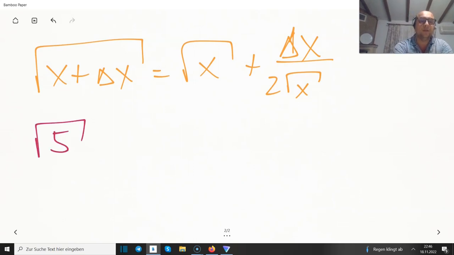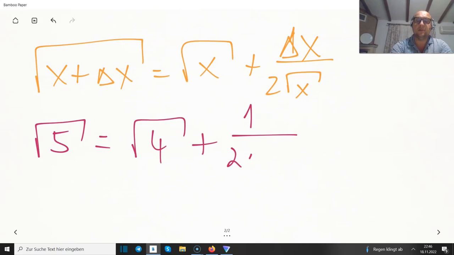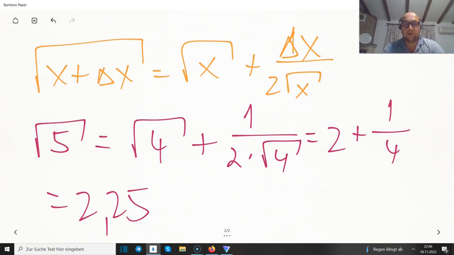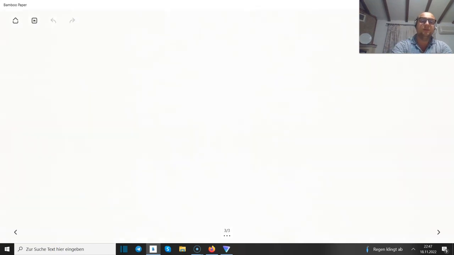Square root of 5, once again, is square root out of 4 plus 1 divided over 2 times square root out of 4. So this is 2 plus 1 divided by 4. This is 2.25. If you know the value of the square root out of 5, that would be approximately 2.23. So we are very close to the correct value. That's great. Let me give you one more example.